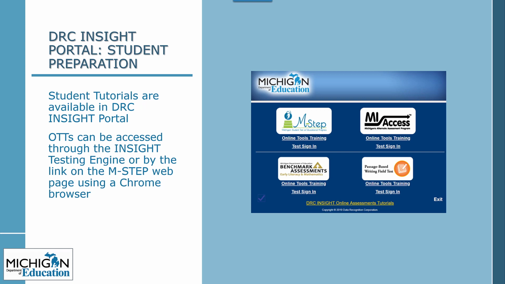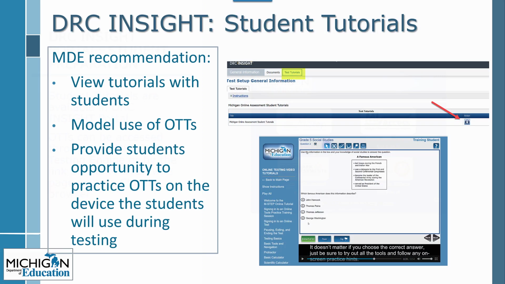Go to the Parent-Student Information section and select the link Online Practice for MSTEP ELA, Math, Science, and Social Studies. The page that opens has a link to the OTTs on the top portion of the page. To prepare students for testing, MDE recommends that a teacher view the tutorials with students as a class and then model the use of the OTTs. Once students are familiar with this, then they should have an opportunity to practice with the OTTs on the device that they will be using during testing.